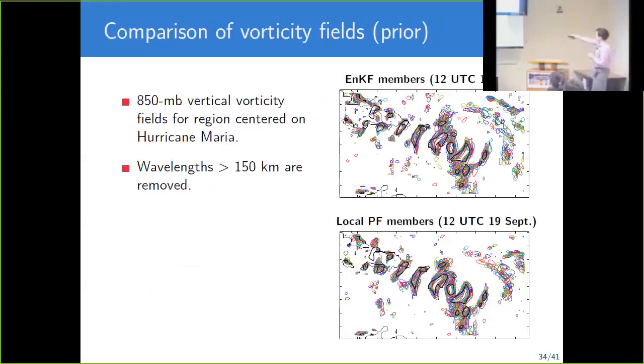And so what I'm showing here at the top are prior filtered vorticity fields for the ENKF and filtered vorticity fields for the posterior members of the particle filter, and the prior members of the particle filter. And the black lines are the GFS analysis for the vorticity field this time. This is kind of a sanity check. And so they look very similar for the prior.